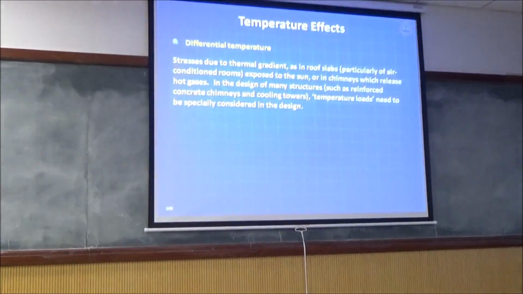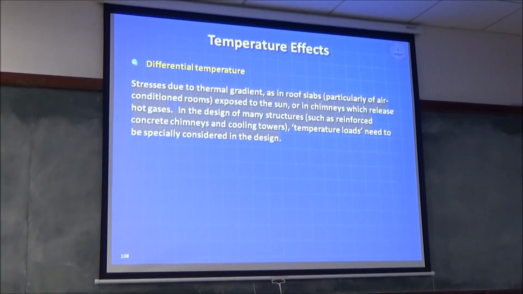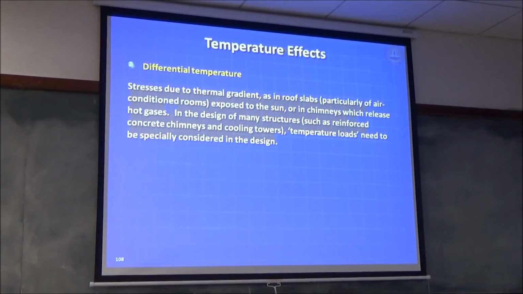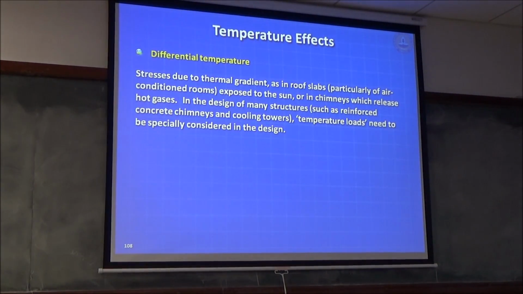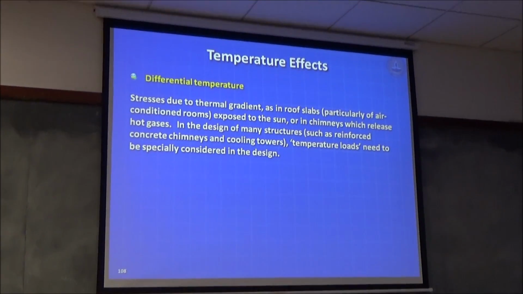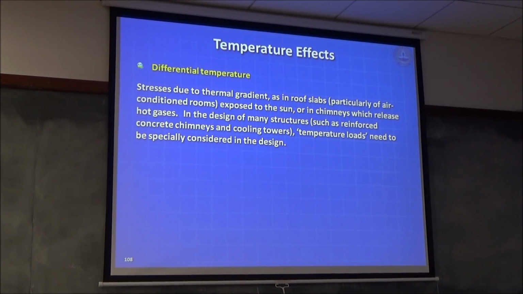Stress is due to thermal gradient as in roof slabs. Air-conditioned roof. So you have seasonal variation in temperatures, then you have temperature gradient during any season also. For example, air-conditioned room, hot summer, you've got a slab, you get curvature due to that. Exposed to sun or in chimneys.